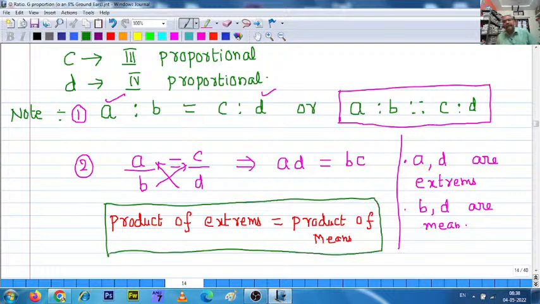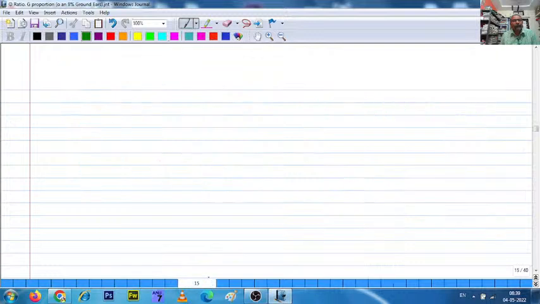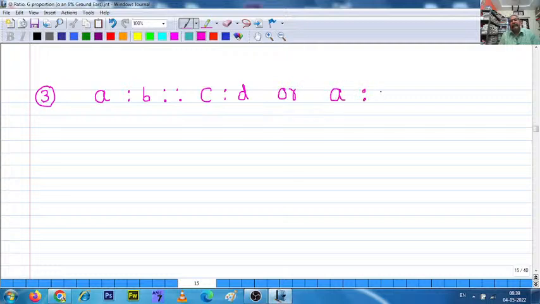With the help of this, we can even find the fourth proportional. So let's discuss how to find the fourth proportional. Suppose A is to B is as C is to D, or it can be rewritten as A is to B is equal to C is to D.